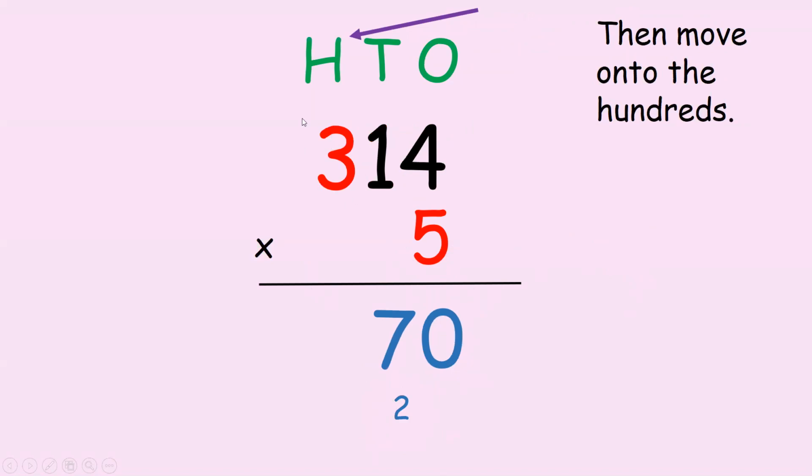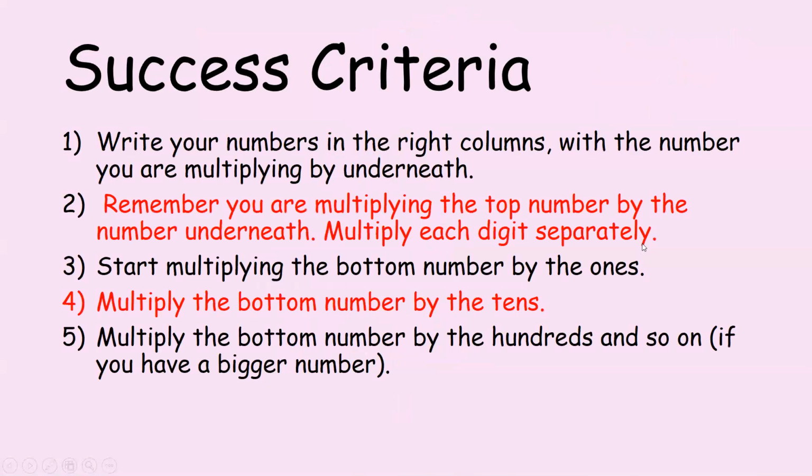In this case, it's a 3, so we're going to multiply 3 by 5. Now we know that that is 15, and there is nothing to carry over, so we can just write 15 in there. So our answer is 1,570. So 314 times by 5 is 1,570.